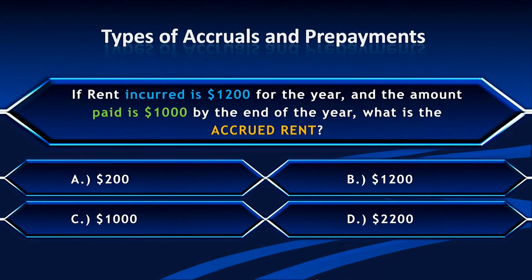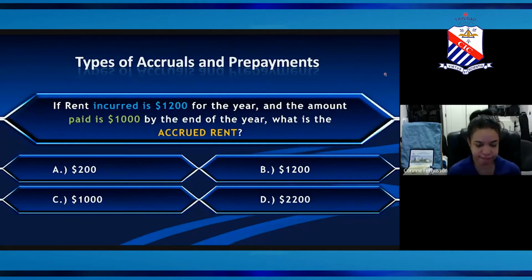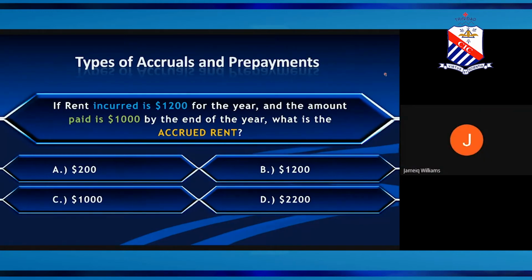Okay, this one is a lot more information. If rent incurred is $1,200 for the year, and the amount paid is $1,000 by the end of the year, what is the accrued rent? A. 200. A. 800.